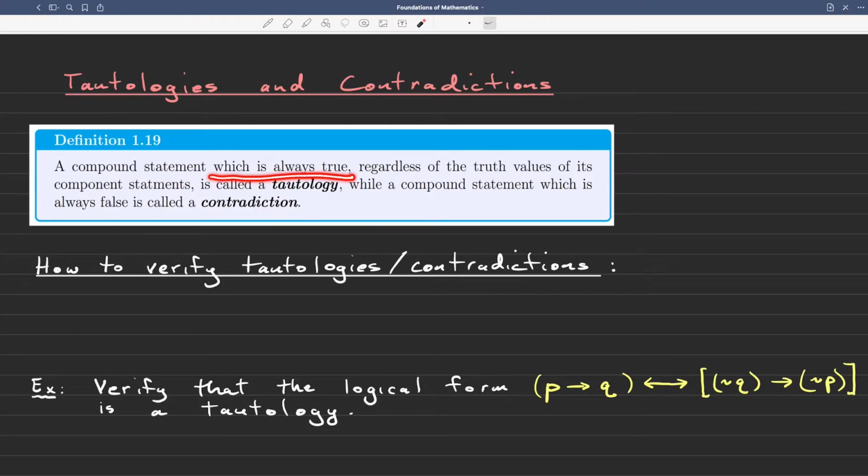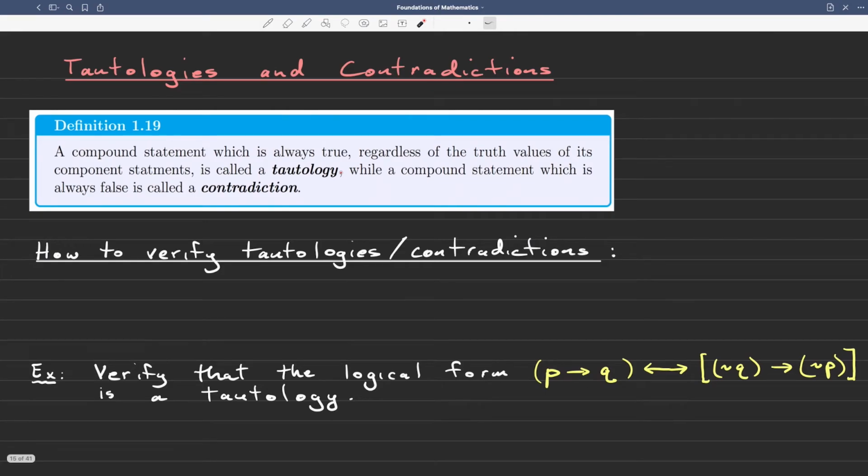So we've seen an example or two of this. Whenever you look at the truth table for a logical form, if it's all true underneath, that column of the table, then you've got a tautology. So how do you verify tautologies? Oh, and by the way, contradictions are just where it's always false. Contradictions and tautologies are just sort of opposites of one another.